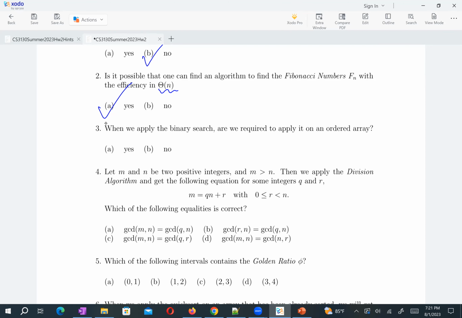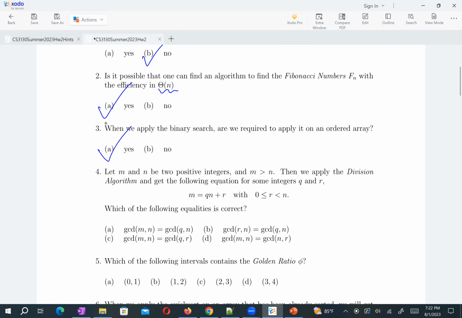All right. Number 3, ordered array, binary search. Yesterday I gave you the same question, as I remember, in quiz 5. I may change it to a different one, otherwise it's a repeat.